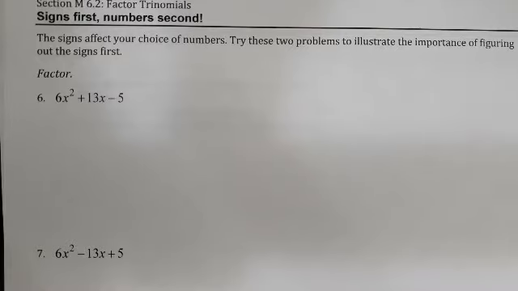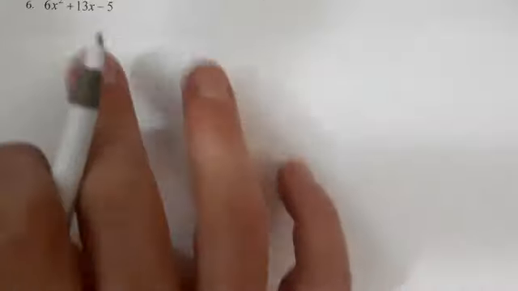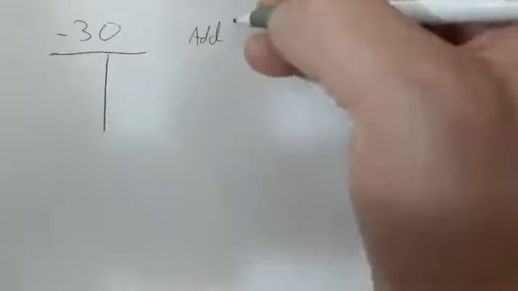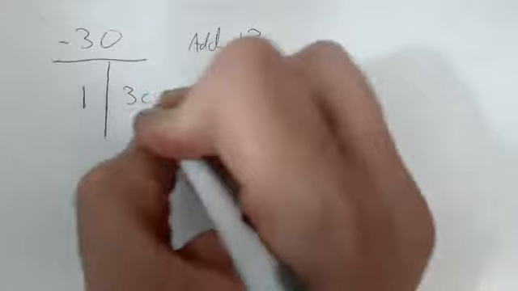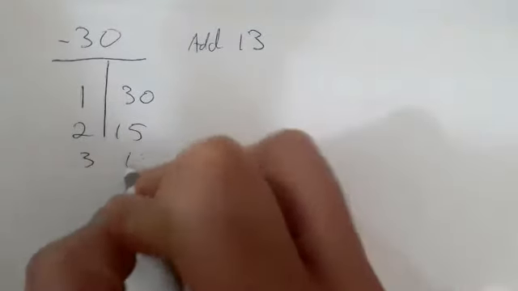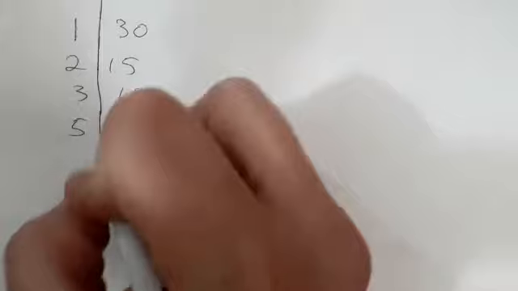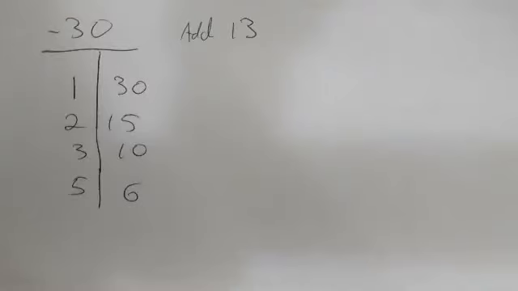So the AC method, as is in the name, we take the A and multiply by the C. So if I'm looking at A times C here, 6 times a minus 5 will give me a minus 30. So I want to factor a minus 30, and I want that to add to 13. So I'm looking at factors of minus 30: 1 and 30, 2 and 15, 3 and 10. Oh, yeah, 5 and 6 is the next one. 4 is not going to do it. We want this to add to 13.